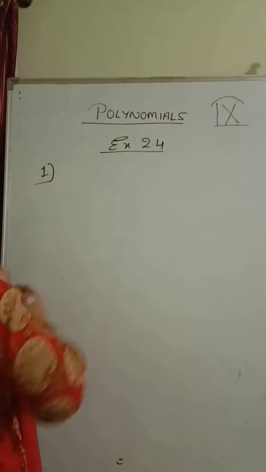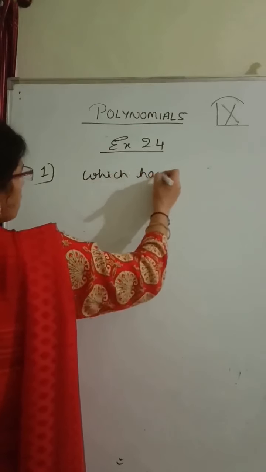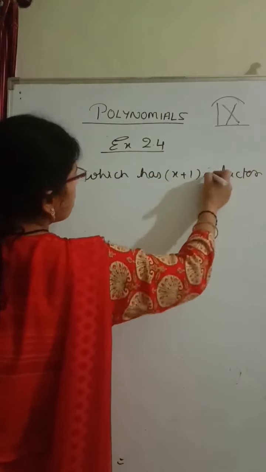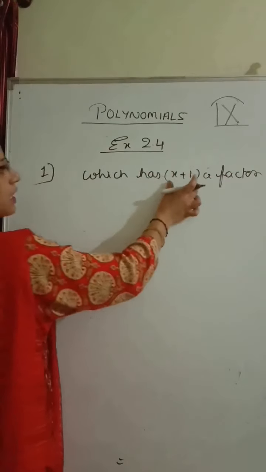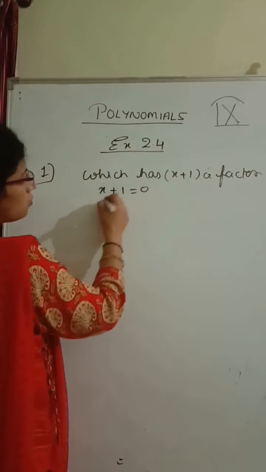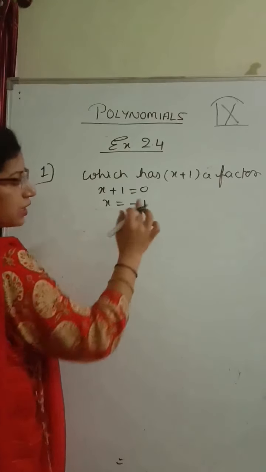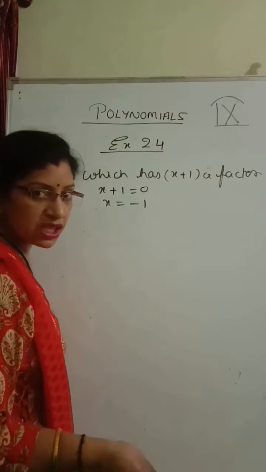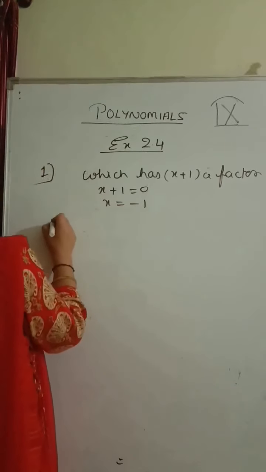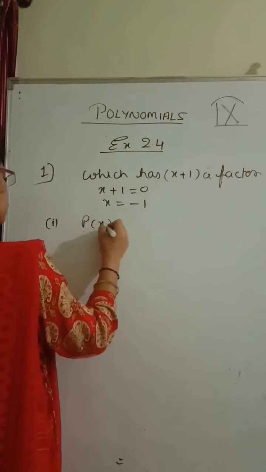तो इसमें से किसका x plus 1 a factor है. मतलब कि polynomials are given to you, we are asked that कौन किसका x plus 1 factor है. तो इसका मतलब x plus 1 is equal to 0, x is equal to minus 1. x की वैल्यू -1 अगर हम polynomial में रखेंगे, जिस polynomial में the remainder is coming 0, for that polynomial this is a factor. So the first part is given to you, x cube. Let us write the polynomial of x.